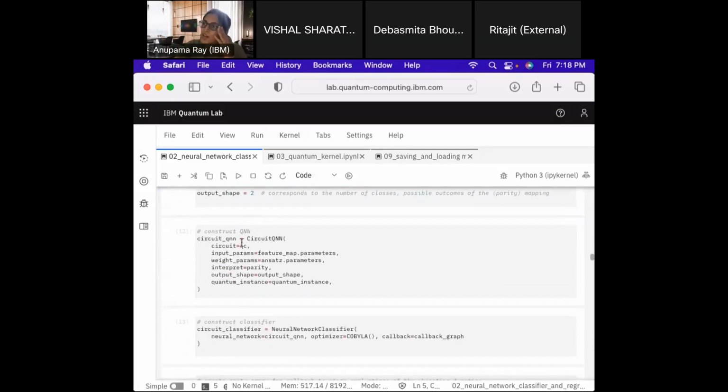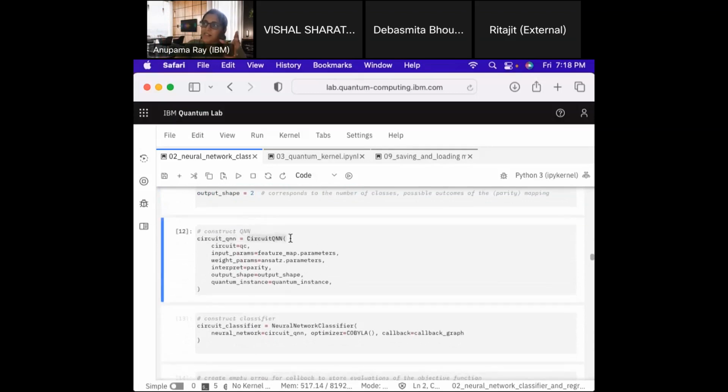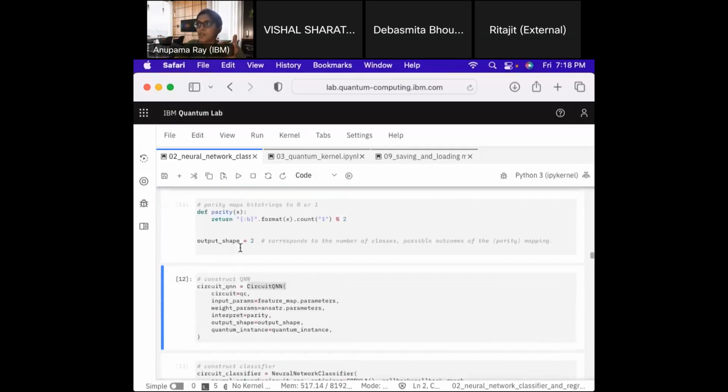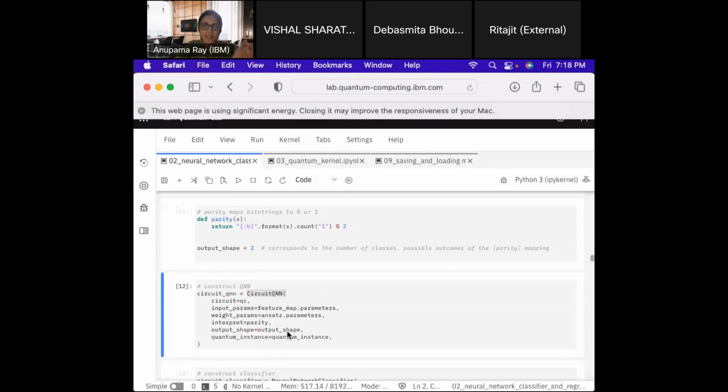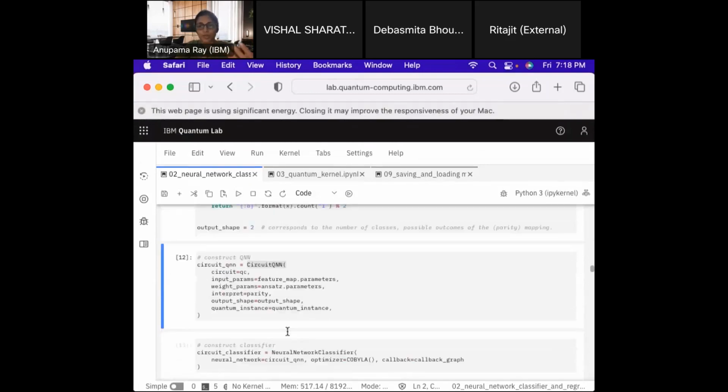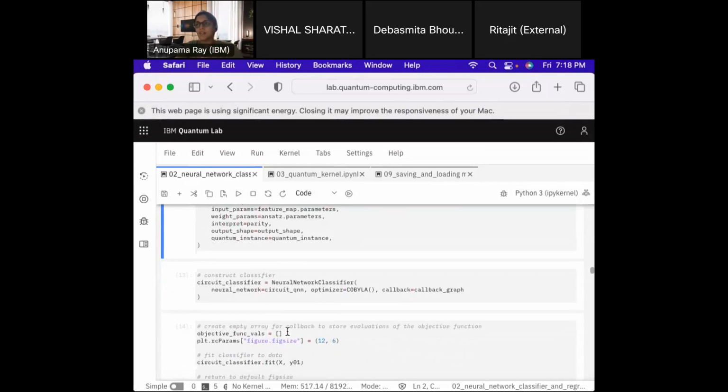And then you say that, okay, I have constructed my circuit, and the QNN has this particular QC circuit, which is here. Then I have my feature map, which is your ZZ feature map, and I have your ansatz parameters. I am saying that you have to interpret the measurement probabilities using parity, and then you're passing a quantum instance. Quantum instance is generally the backend that you want to run. You might want it to run on some simulator or on some hardware, which is something that you choose, right? And then you are just constructing this classifier using this class. So you don't have to do anything. This class is automatically constructing your classifier.